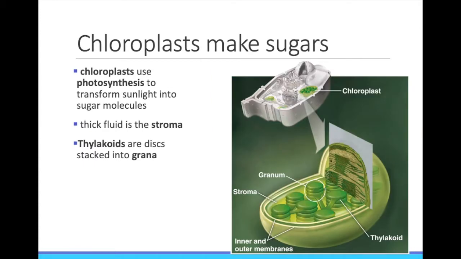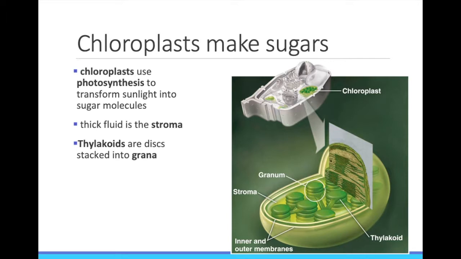Chloroplasts are involved in a process that plants can do called photosynthesis to turn sunlight into sugar. Plants then use their mitochondria to turn this sugar into ATP. Chloroplasts also have two membranes.